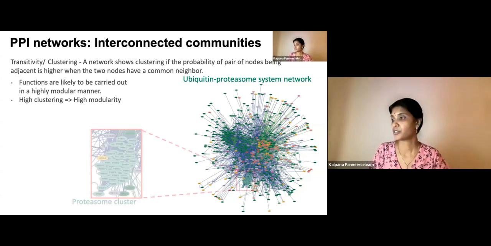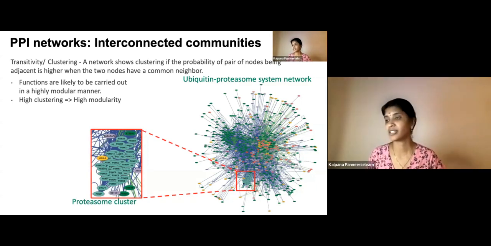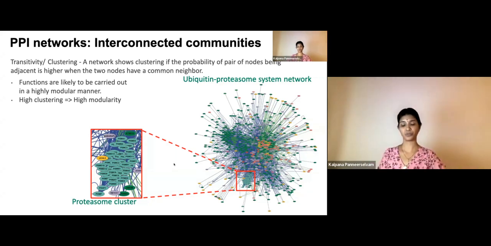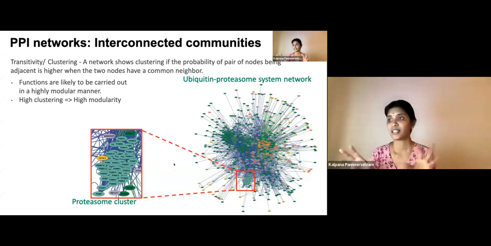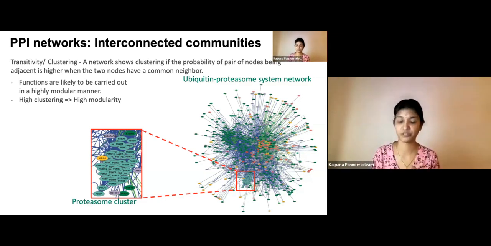There is one interesting part. This cluster has a common color code, and it has a lot of connections. When we looked into the details of these components, they are part of the proteasome complex cluster. So this is the relation between protein clustering and functional modules that could be part of a macromolecule assembly.